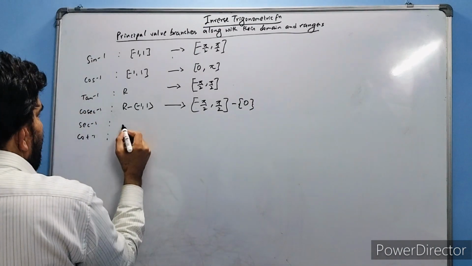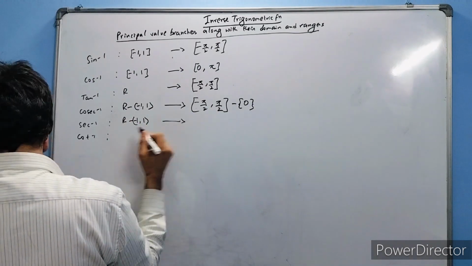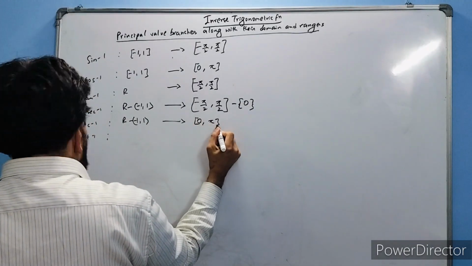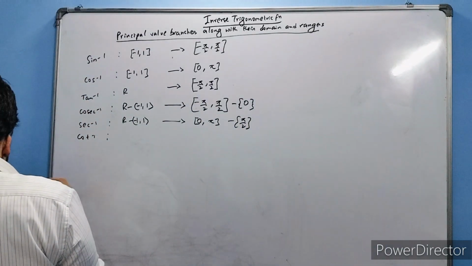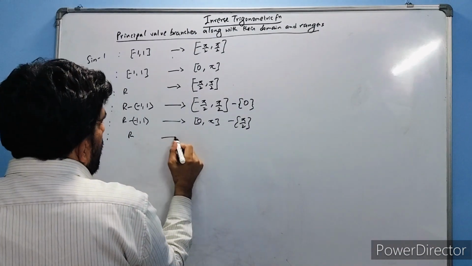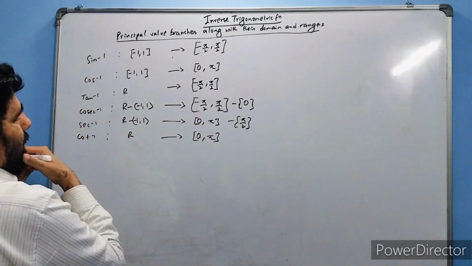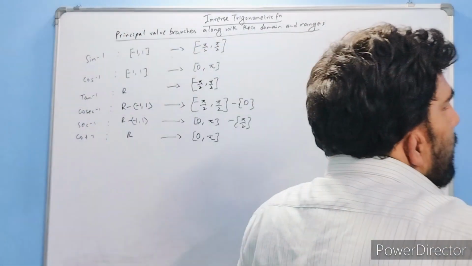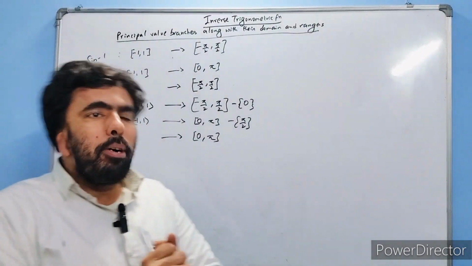Now for sec inverse they have 0 to pi, minus pi by 2. Then cot inverse will be R, and here they have 0 to pi. So this includes their domains and their ranges. This is the table which is very important for us for inverse trigonometric functions.